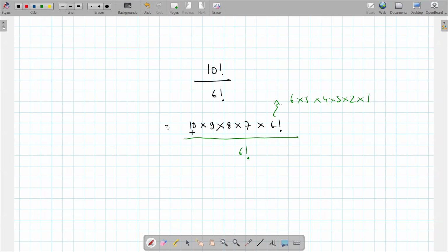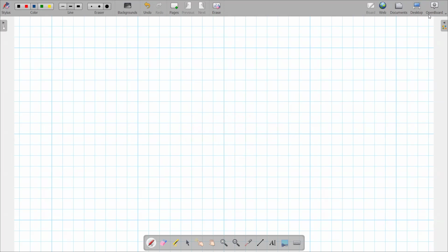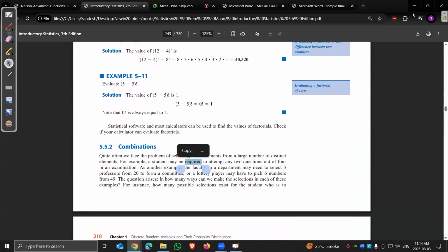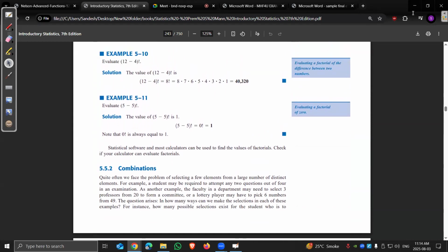What you can do is these things can cancel out. So this cancels out with this. So the final solution is this. You plug that in a calculator, and that will give you a number: 10 times 9 times 8 times 7, which is 5040 for the final answer. So factorials by themselves are pretty easy. Let's see what the next thing is. Just keep in mind that 0 factorial is 1.